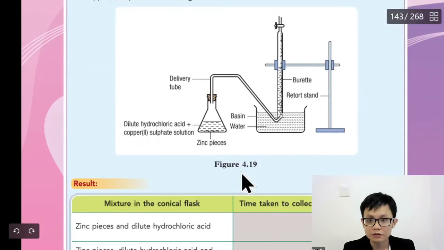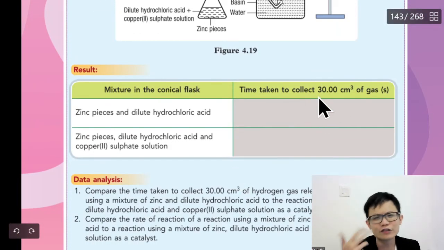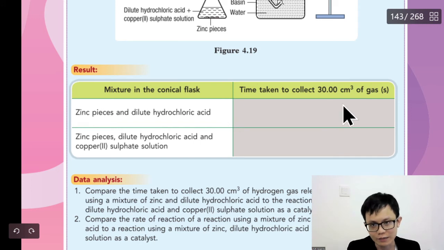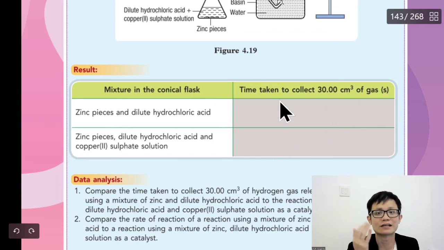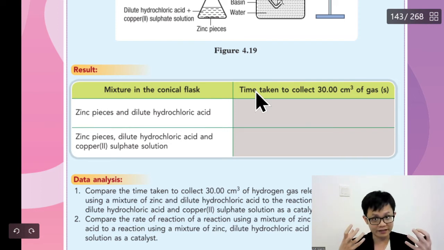So let's see. Here it can be 30, 20, 10, 100, 150, 200, 1 liter, 1 million liter, up to you. But it must be reasonable. If you put 1 million, how are you going to measure? Or if you put 5 cm, so small, how do you see it? That's why in science, everything we do in an experiment must be explained and reasonable.